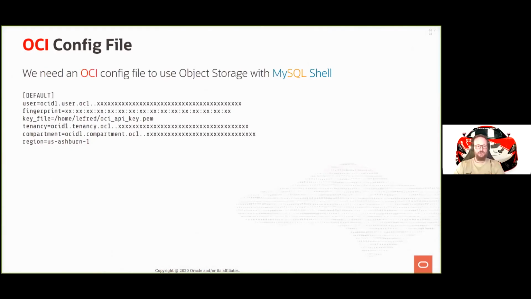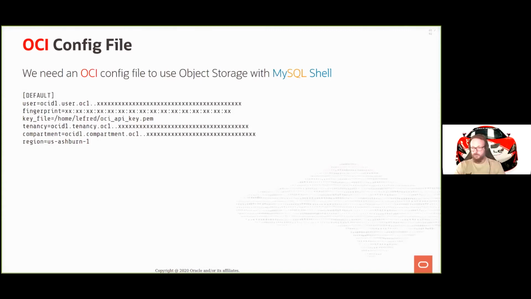So you have a user, and you need to put here the OCID of the user. Of course, my OCID doesn't look like this, but it starts with ocid1.user. All this information you get from the OCI dashboard. You go to your profile, then you have the details of your user, and there is the OCID, and you click copy and paste it here.